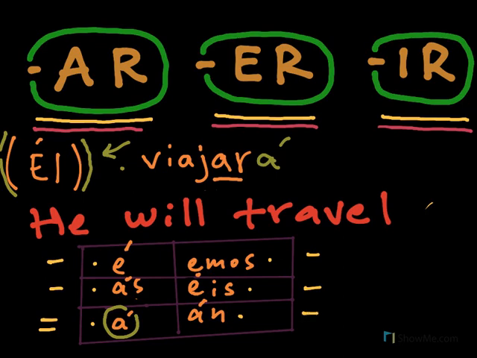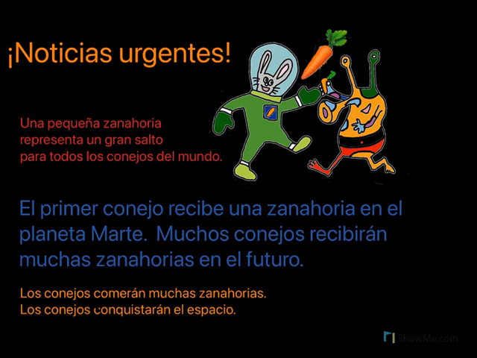Note that viajaréis is completely correct and legitimate conjugation. It's just used only in Spain. It's not used in Latin America. But you probably should know it since many good books are written with the same conjugation, and it is part of the beautiful Spanish language. All right, so let's go back to our rabbits that are conquering the space.